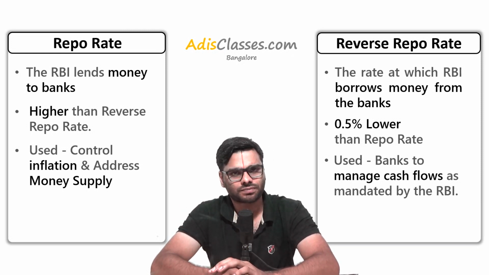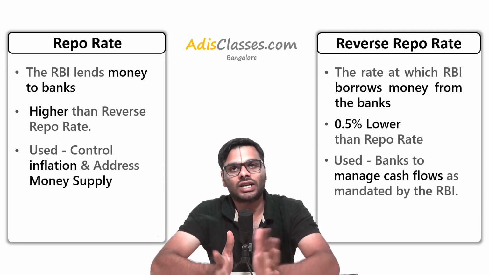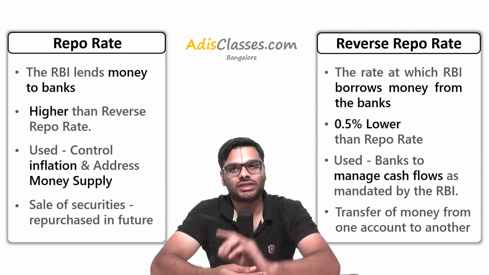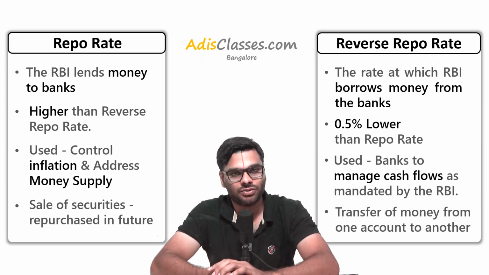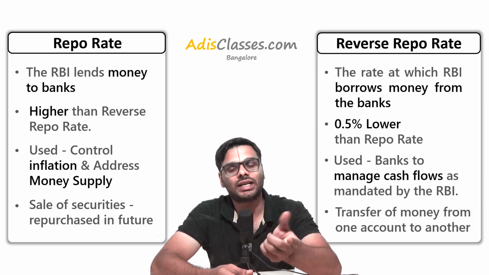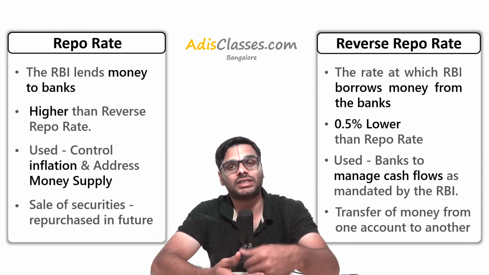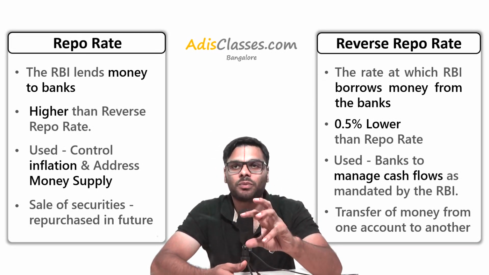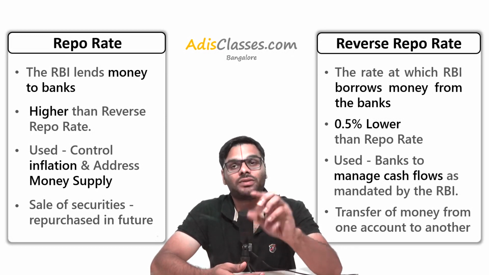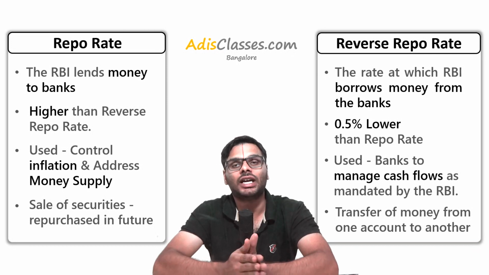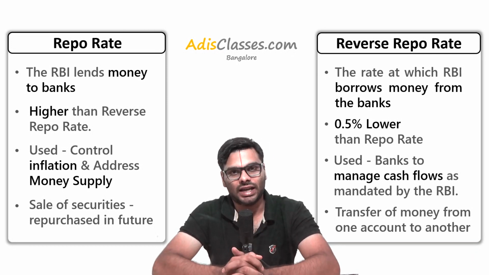Okay. So the fourth point that we look at is that repo involves the sale of securities which would be repurchased in the future. So like I said, repo means repurchase agreement. Repo involves the sale of securities which should be repurchased in the future. Reverse repo involves the transfer of money from one account to another, that is from the account of scheduled commercial banks into that of the RBI.